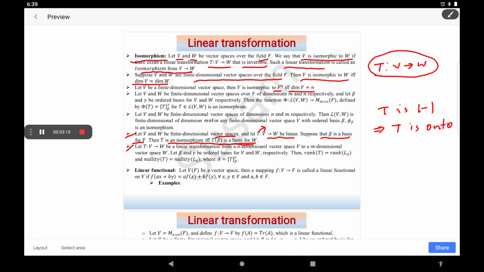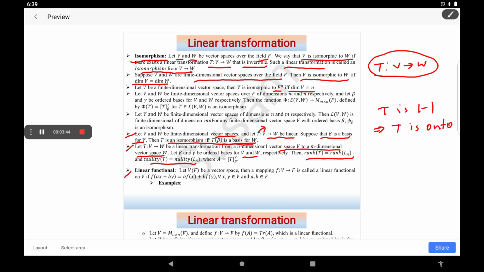Let T from V to W be a linear transformation from an n-dimensional vector space V to an m-dimensional vector space W. So dimension of V and dimension of W are different. Beta and gamma are ordered bases for V and W respectively. Then rank of T is rank of L_A and nullity of T is nullity of L_A, where A is the matrix representation of T with respect to the ordered bases beta and gamma.